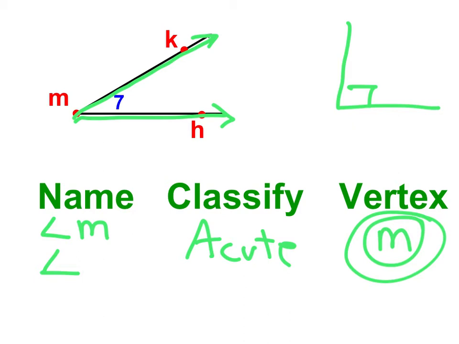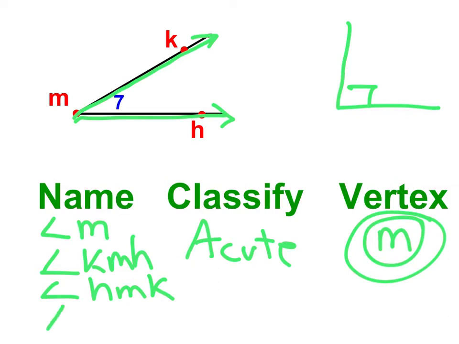So you might say, well, K and M and H are all on that angle, and the most important one is M, so it has to be the middle one. So if you're writing it with all three, the vertex has to be the center. So you call it angle KMH. You could also call it angle HMK. But you couldn't put it in any other order than with M in the middle. The vertex is the most important point.